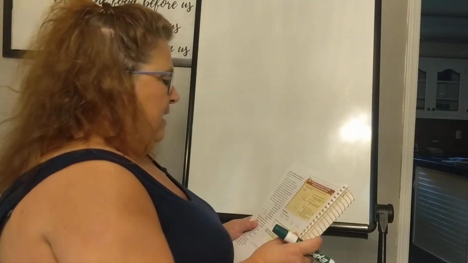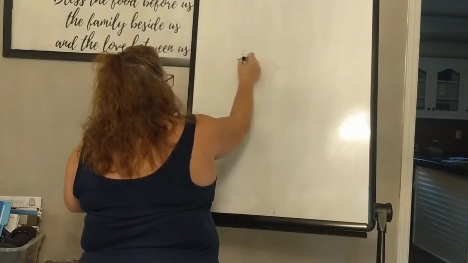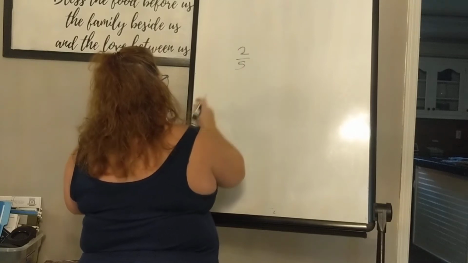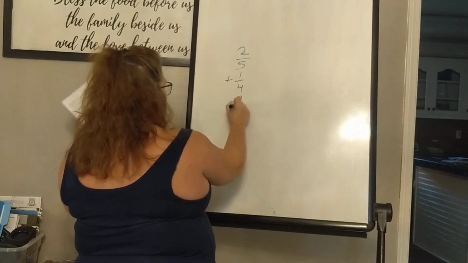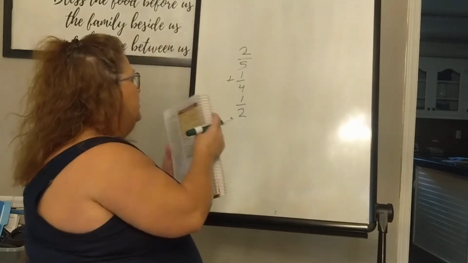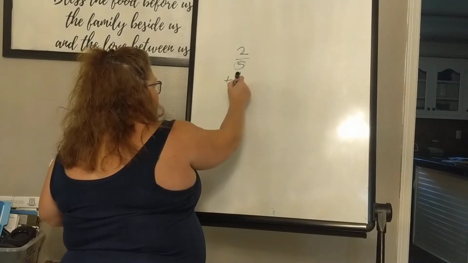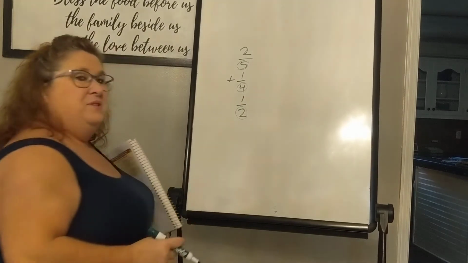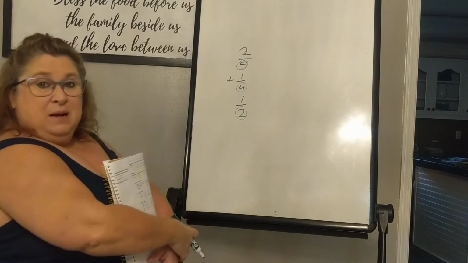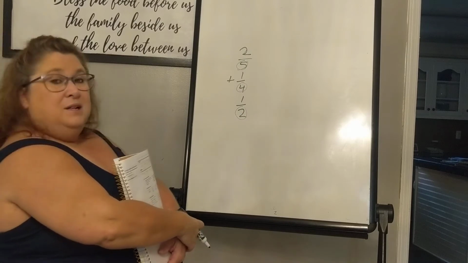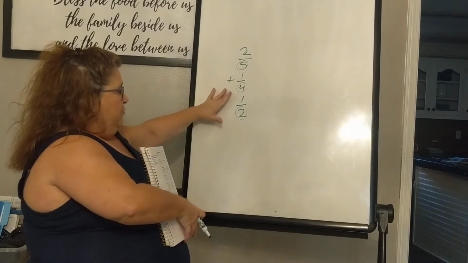So watch this. So if we have the fractions 2/5 plus 1/4 plus 1/2. This looks different from any fractions that you have added thus far because why? What's going on here? They do not have the same denominator. So in order to add or subtract your fractions, they must have the same denominator. So we're going to have to find out the least common multiple or the least common denominator. Same thing for the numbers 5, 4, and 2.